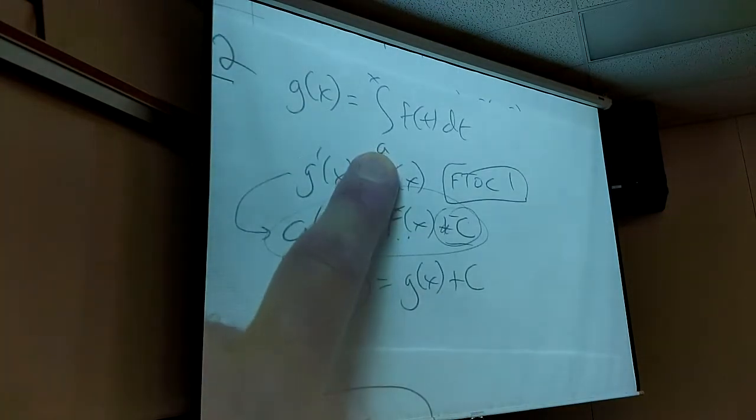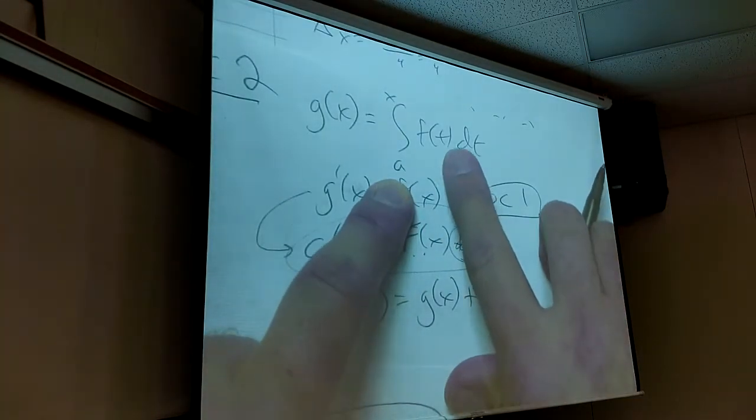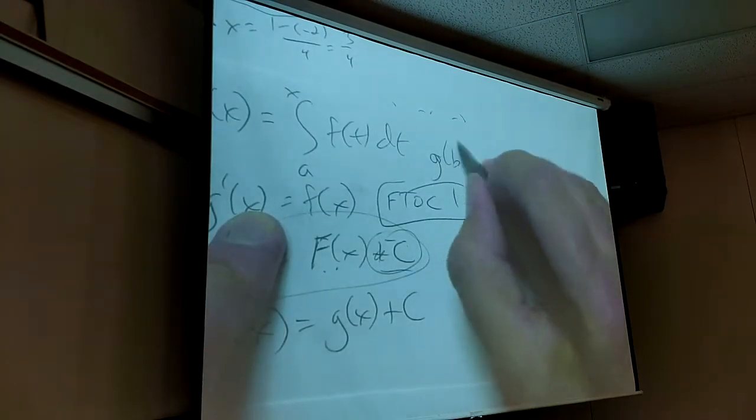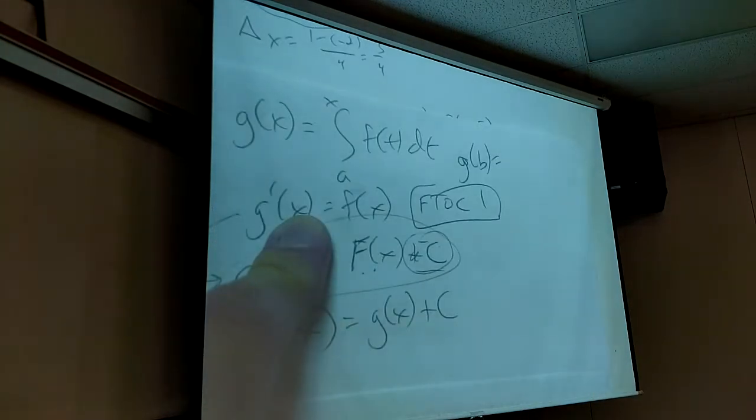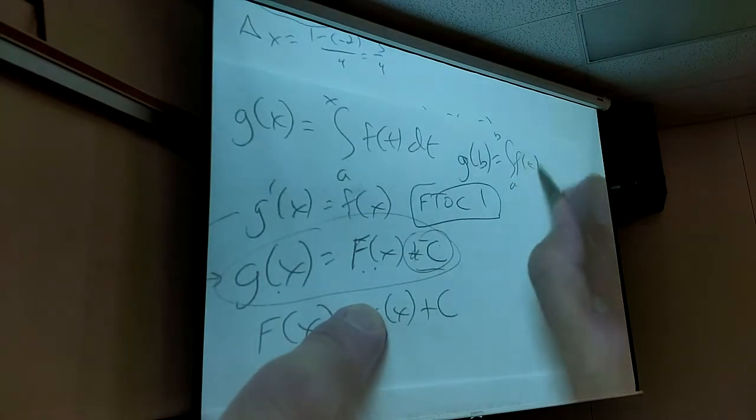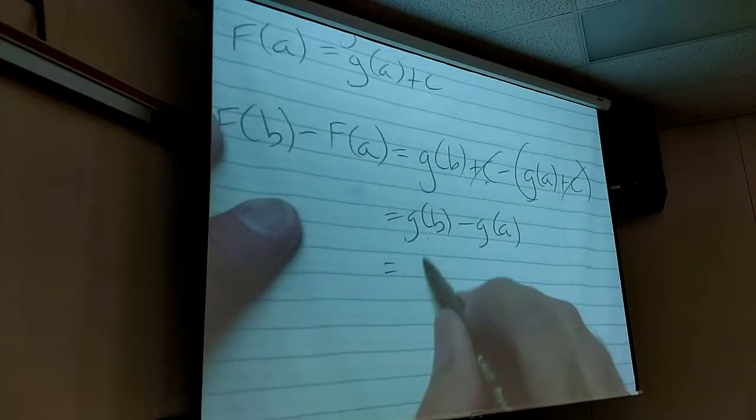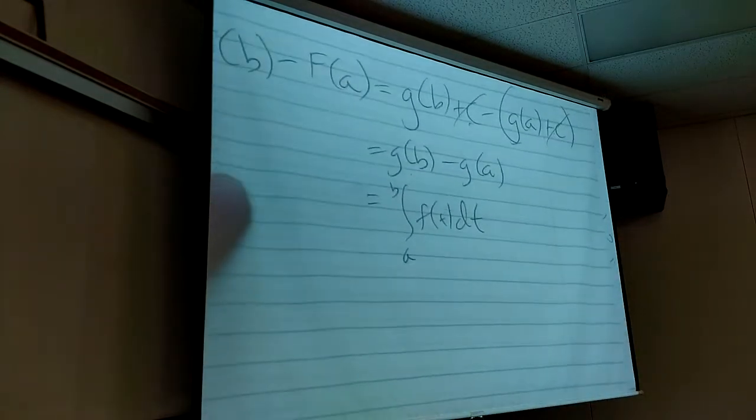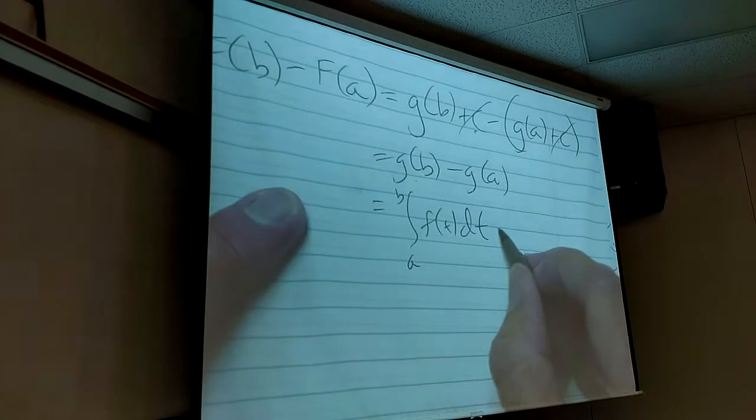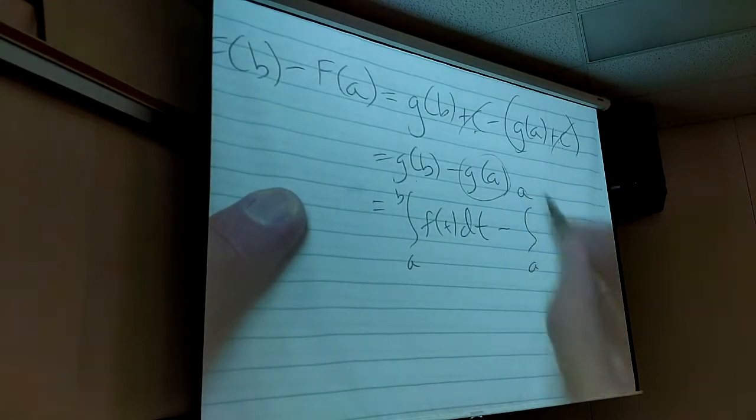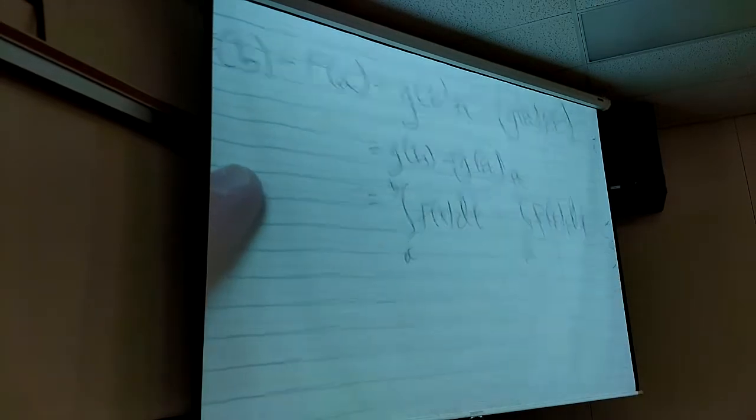What was g of something? What would g of b be? Where do I put b? Right up there. Yeah, so g of b is the integral from a to b of f of t dt, minus, what's g of a going to be? The integral from a to a of f of t dt.